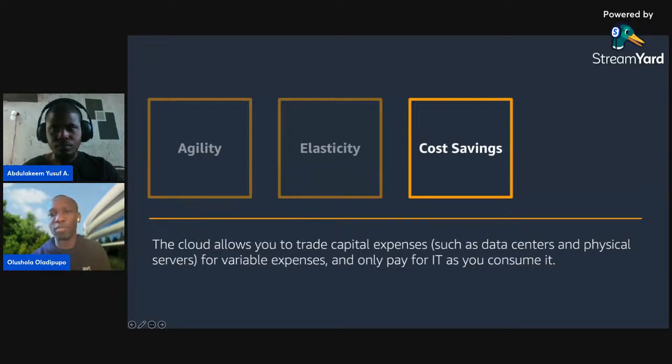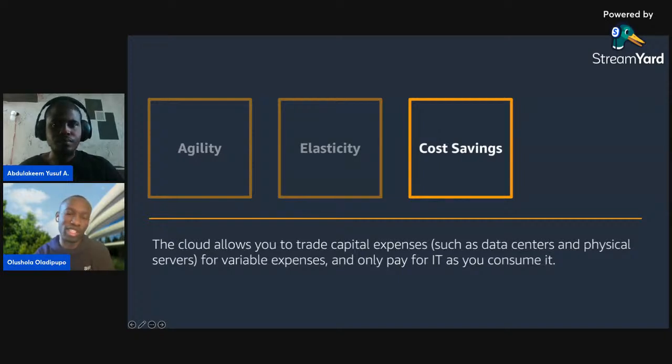AWS Cloud allows customers to trade upfront capital expenditure for low variable costs that can scale along with their businesses. And this variable expense is much lower than what the customers would have been able to do themselves. This is because of what we call AWS economies of scale. And we've lowered prices a couple of times since AWS was launched in 2006.